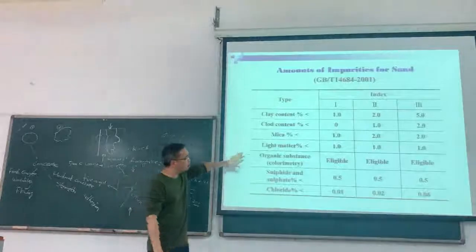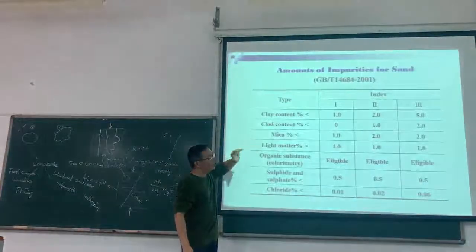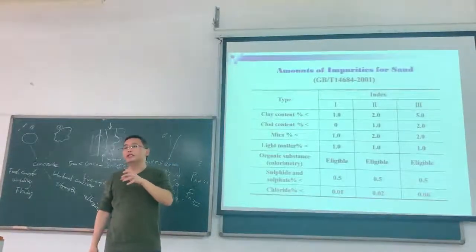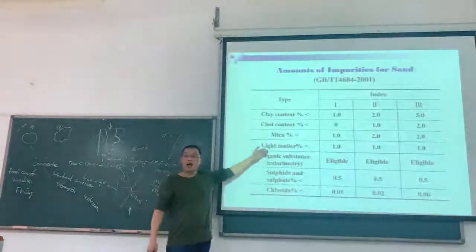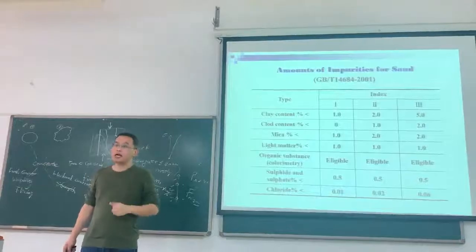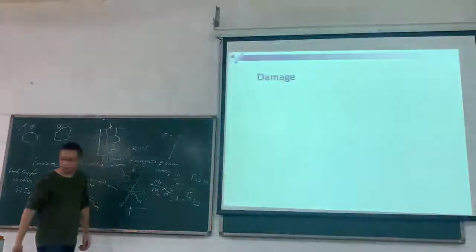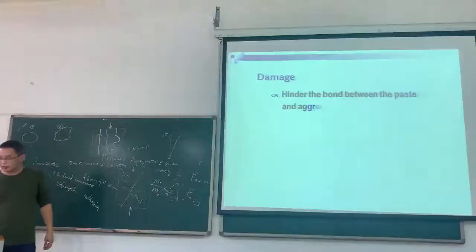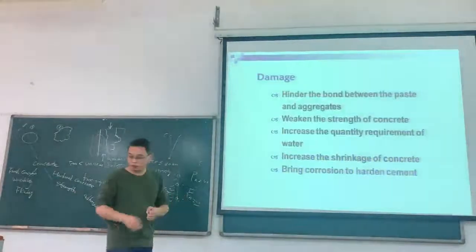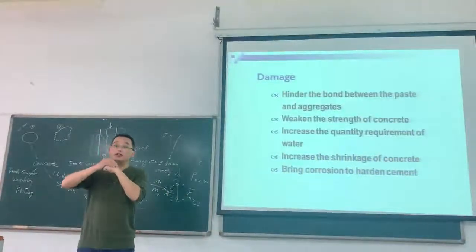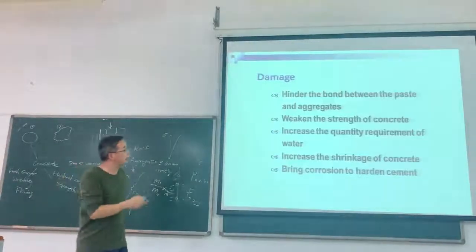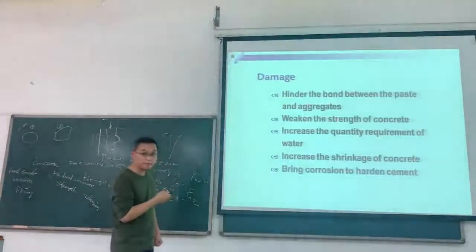So why do we call them that? Because they belong to the impurities, it means that they are harmful. They are harmful to the aggregate, or they are harmful to the concrete. Why? What kind of damage? The first thing, they harm the bond. What is the bond? That's what I said, the adhesion. The cement paste and the aggregate, the adhesion, the bond. They harm the bond between the paste and the aggregates.